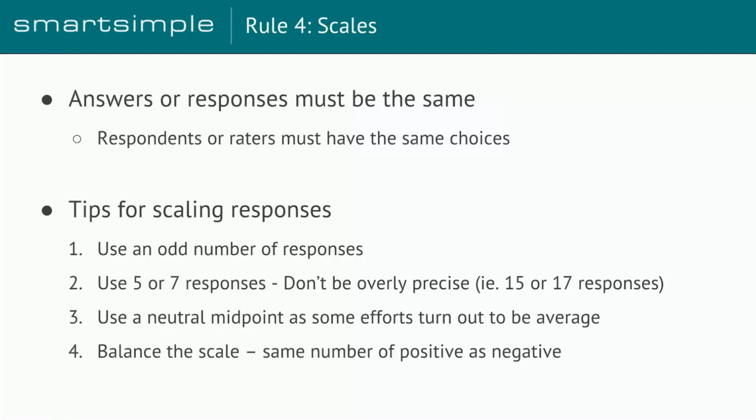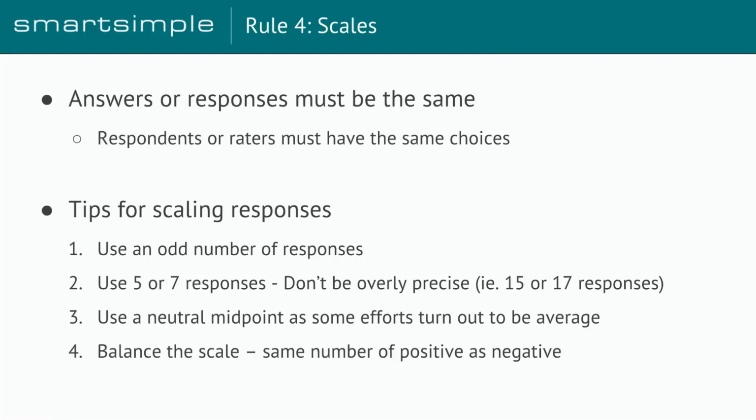Let me give you a couple of tips for scaling our responses. What we want to do here is use an odd number of responses, so a 5 or a 7-point scale or something like that. The other thing I would recommend is do not try to be overly precise. So don't use a 15-point or 17-point scale. That is far too precise. Our respondents, our raters, will have difficulty understanding that or difficulty in consistently responding to that. 5- and 7-point scales are very common, and they're scales we all understand and feel very comfortable with.